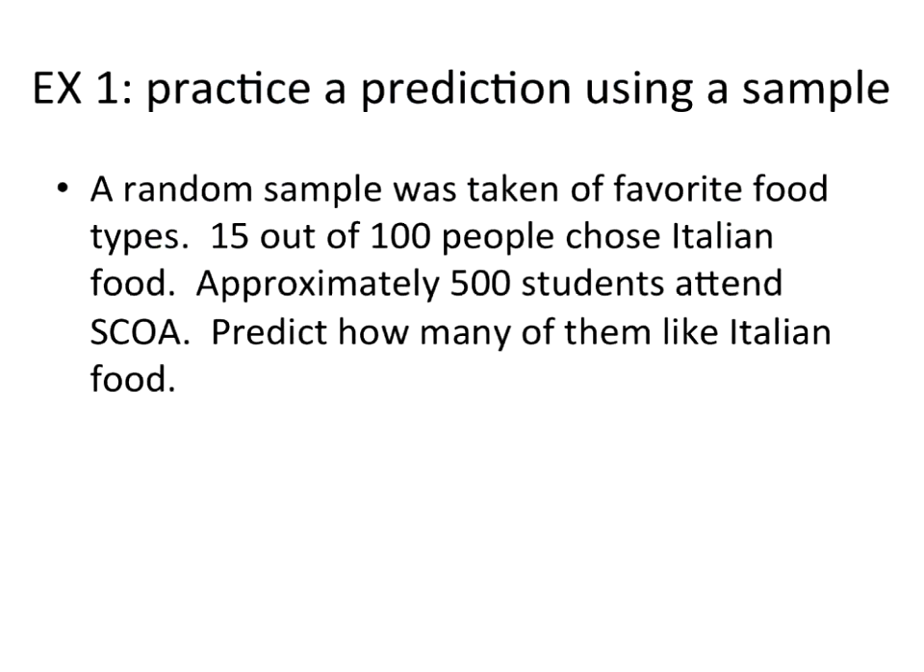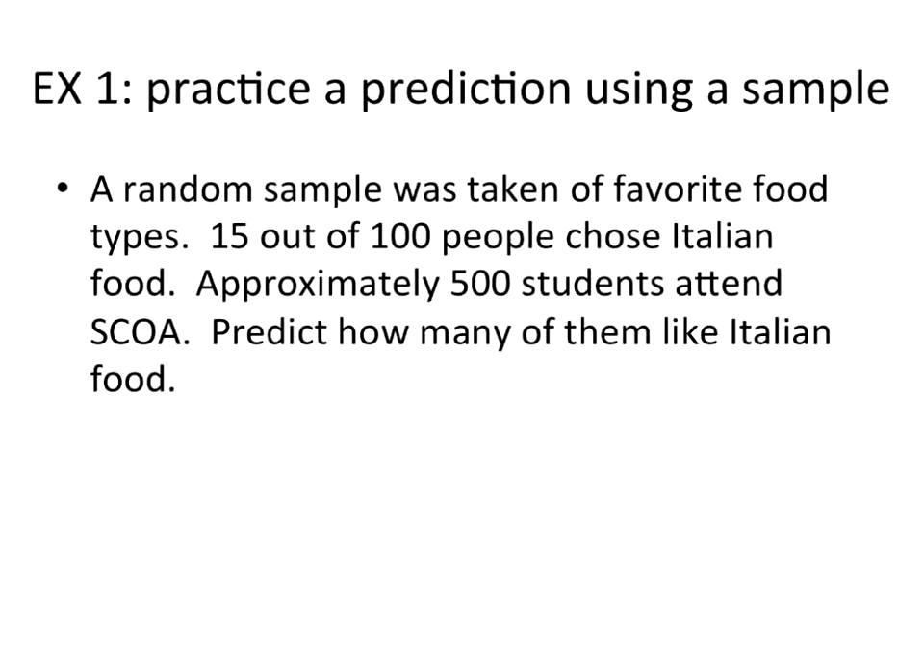Okay, so here's your example. It says, a random sample was taken of favorite food types. 15 out of 100 people chose Italian food. Approximately 500 students attend SCOA. Predict how many of them like Italian food. So let me give you a moment to try and figure that out. You will have quiz questions that are just like this one, just with different numbers.